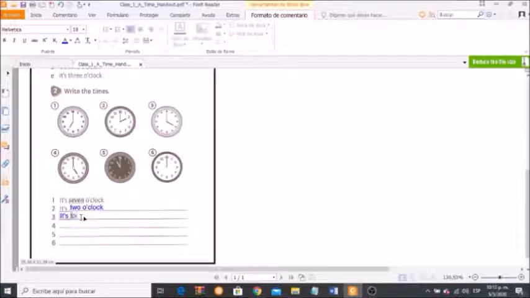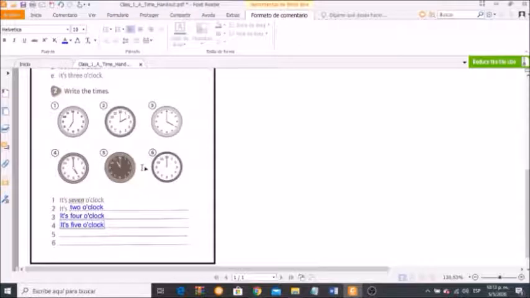Very good. It's 4 o'clock. Number 4. Clock number 4. What time is it? Again, we know that the sentence starts with it's. And then, what is the hour hand pointing at? Very good. At number 5. So we say it's 5 o'clock.